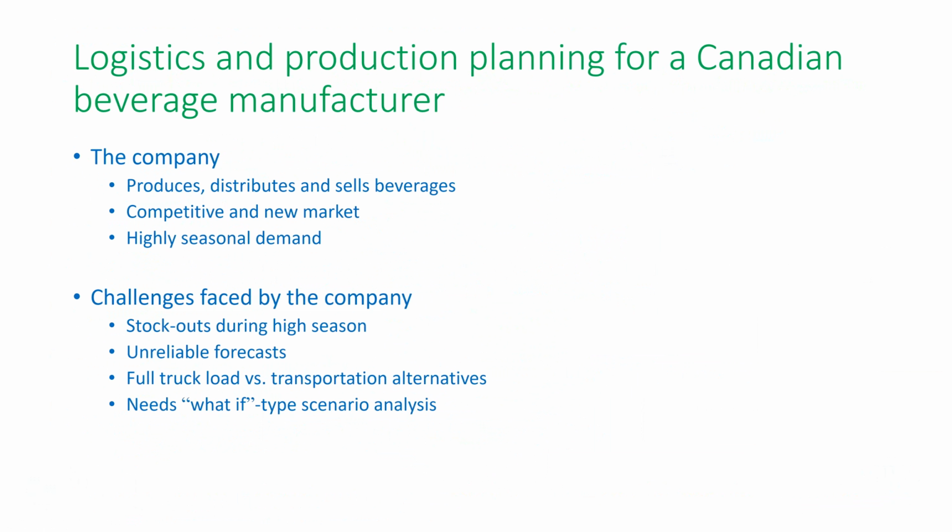So let's start with the logistics and production planning for a Canadian beverage manufacturer. The company was producing, distributing, and selling beverages, and during the time of the project, they had just entered a very competitive, new market in the United States, and they had really high seasonal demand. Their demand in the summer was maybe 3 or 4 times what it was in the winter. However, they had a lot of challenges.